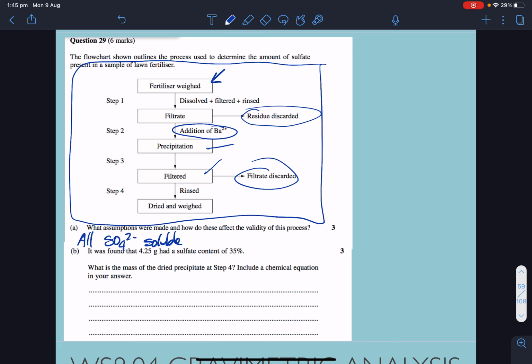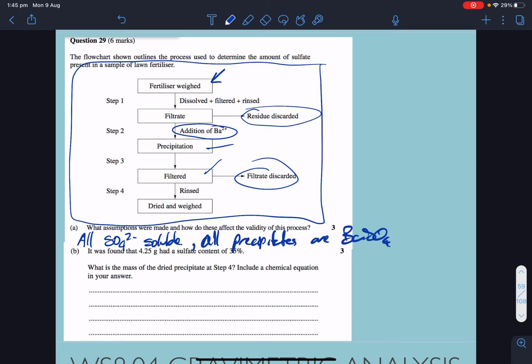And we're going to presume that everything that precipitates out is barium sulfate. Okay? What about other barium salts that are not soluble? Okay, we're going to precipitate out other salts, maybe too. Okay, and are they present in the fertilizer? So we've made that assumption too. Okay, so 2 assumptions: all sulfate is soluble, and all precipitate are barium sulfate. There's the 2 assumptions for the validity of this.